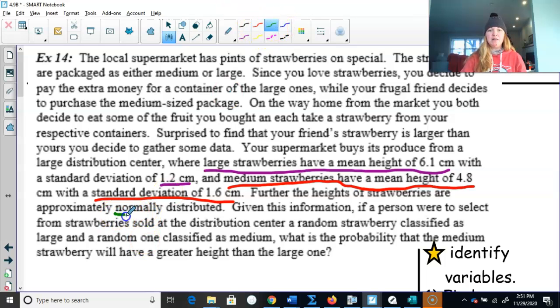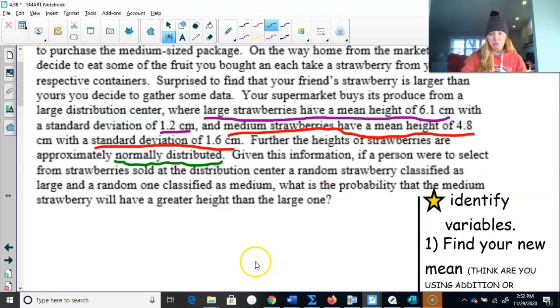Further, the heights of the strawberries are approximately normally distributed. Again, we're dealing with a continuous random variable. When you see normal distribution, think z-scores. Given this information, if a person were to select from strawberries sold at the distribution center, a random strawberry classified as large and a random one classified as medium, so they're picking two strawberries now, what is the probability that the medium strawberry will have a greater height than the large one?